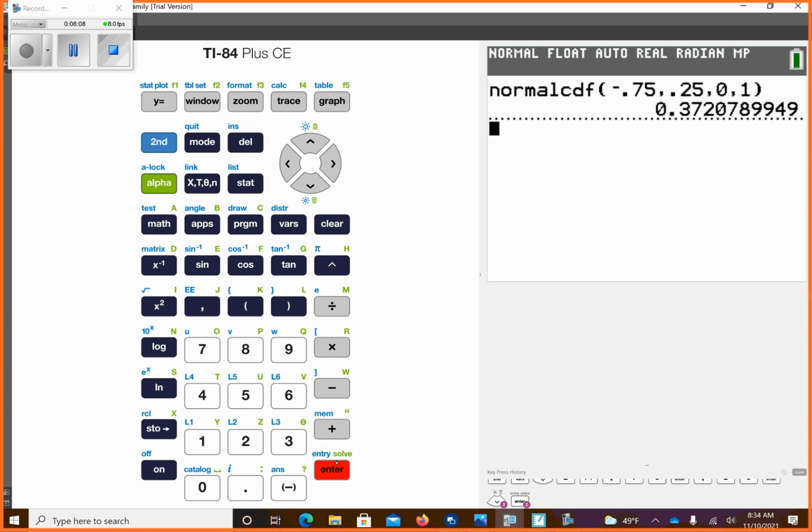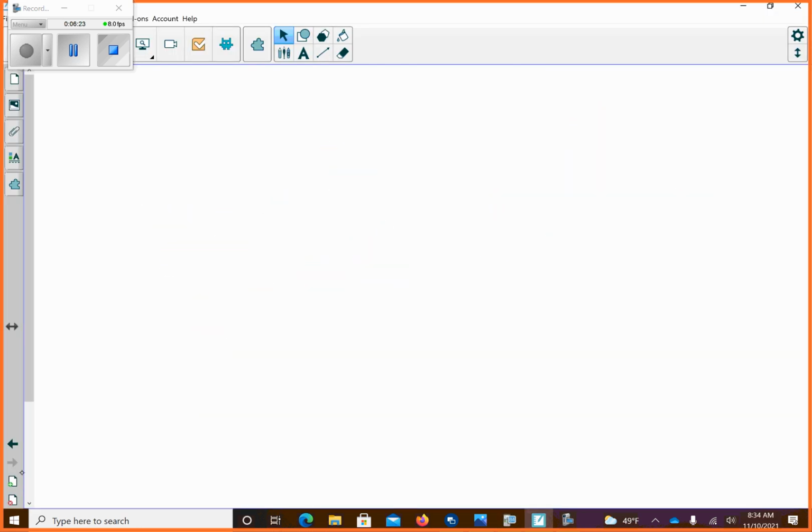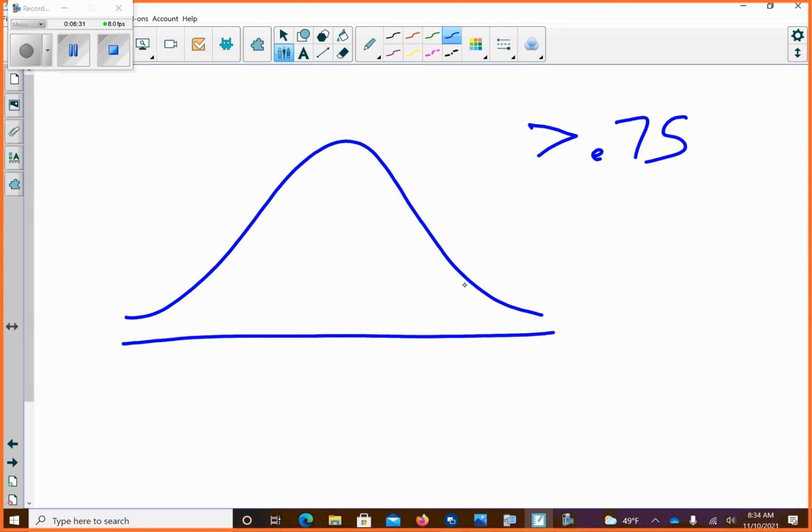Cool. And we got the same answer that's in the book, which is always a plus in stats class. And then it says, what if we want to know the percentage of normal distribution greater than a z-score of 0.75? So let's go back to our screen. The next one says, we want to know if we are greater than 0.75. So we're talking about this as far as our normal distribution.